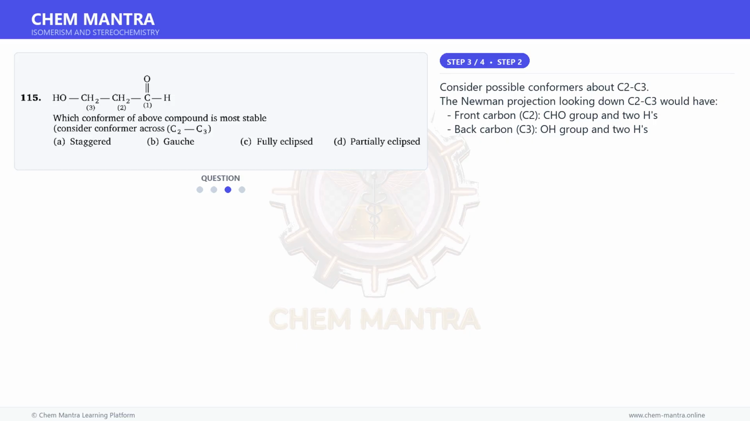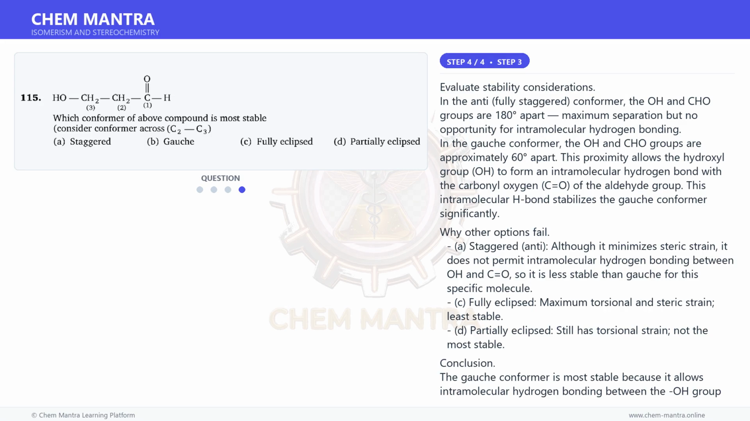Moving on to the next step. Consider possible conformers about C2, C3. The Newman projection looking down C2, C3 would have front carbon, C2: CHO group and 2 Hs. Back carbon, C3: OH group and 2 Hs. And for the final step, evaluate stability considerations.